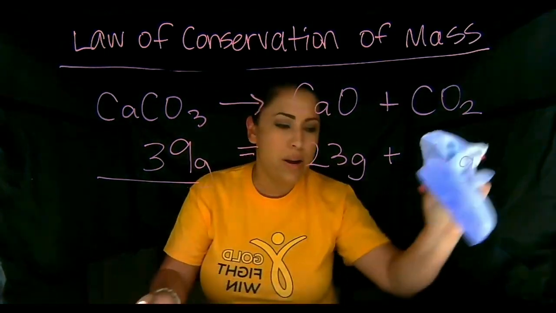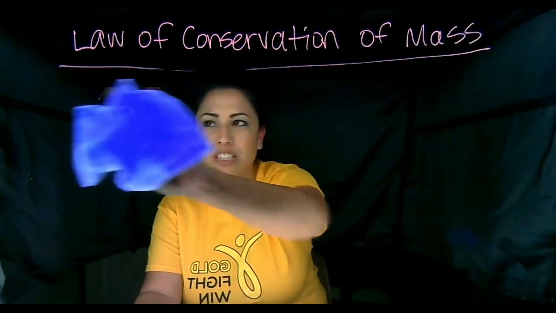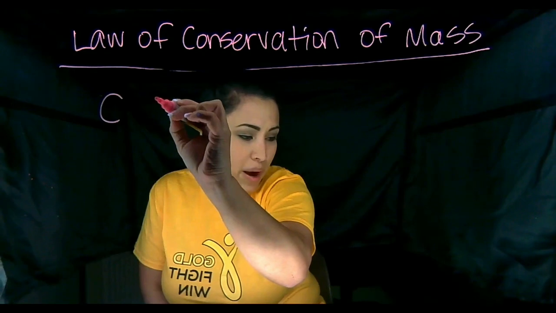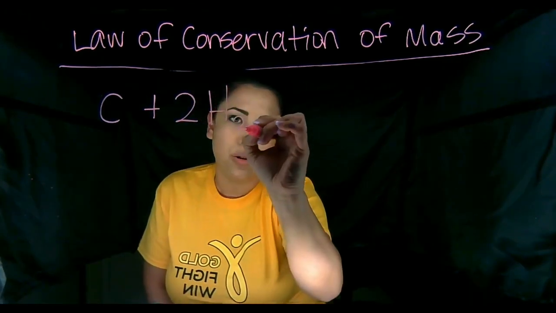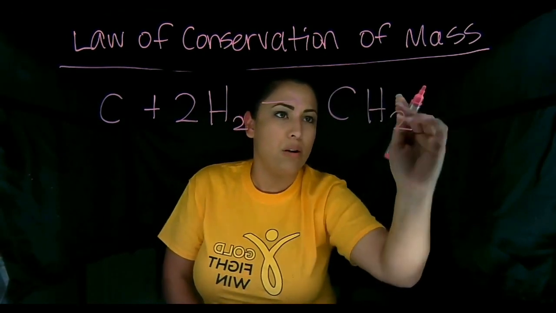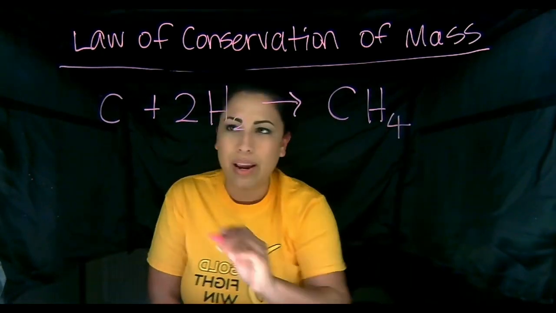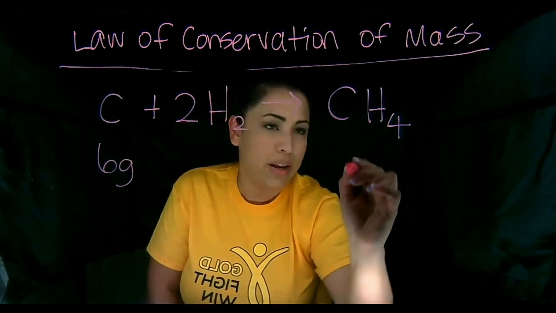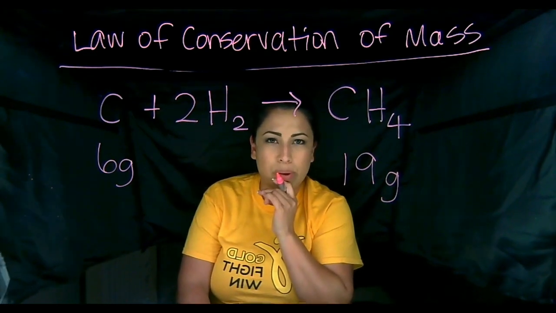Okay, let's try one more, and then I think you are going to be a master of law of conservation of mass. Okay, here we go. Remember, write it with me, okay? C plus 2H2 yields CH4. There we go. All right, so we have 6 grams of carbon, and we have 19 grams of our product. What are we missing?